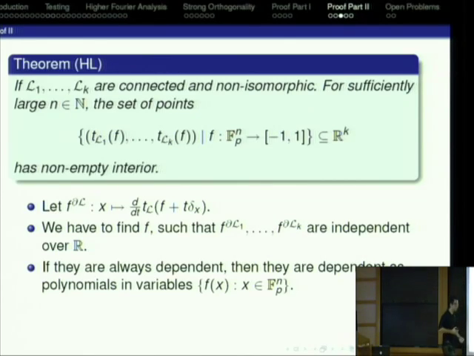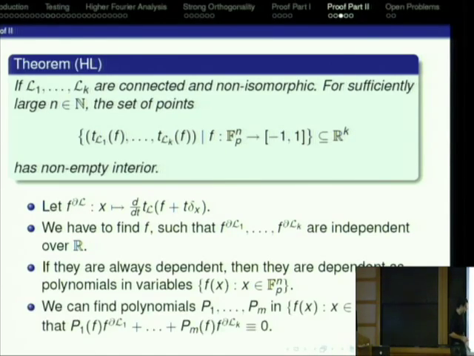So if you look at f as some variables which give the value of f on different points, then these are polynomials in these variables. These are vectors where every coordinate is a polynomial in these variables. So they are dependent. So you can find some polynomials, p1 to pm, in these variables, f of x, where x is there, and you have this complete cancellation. This is the zero vector.